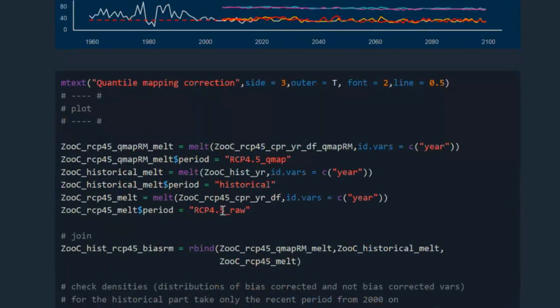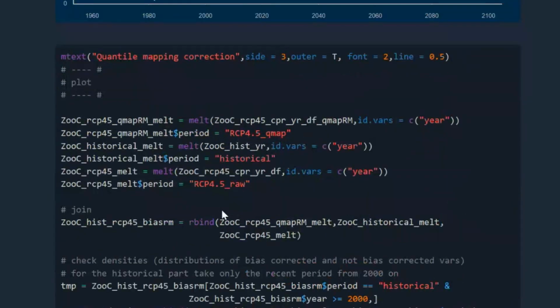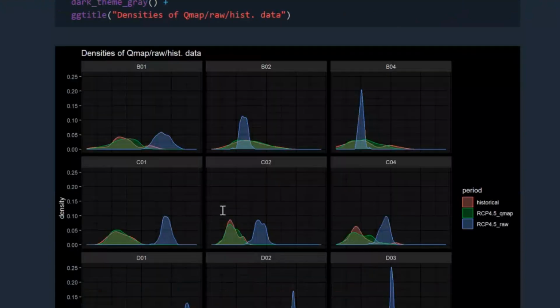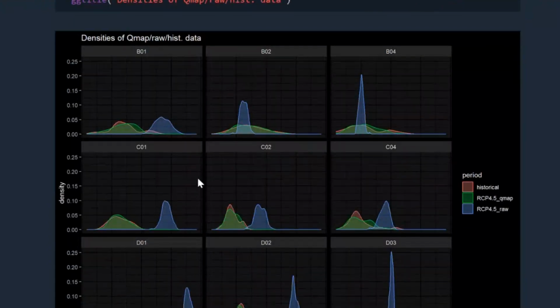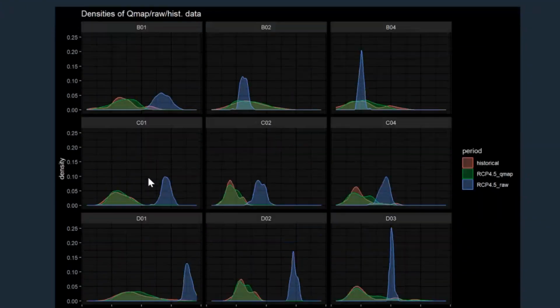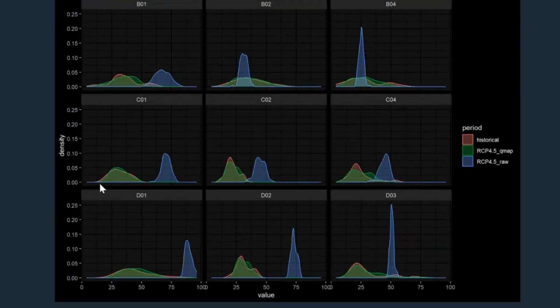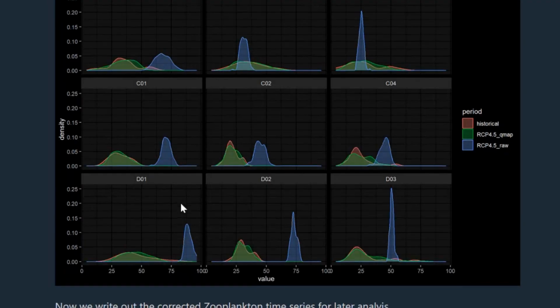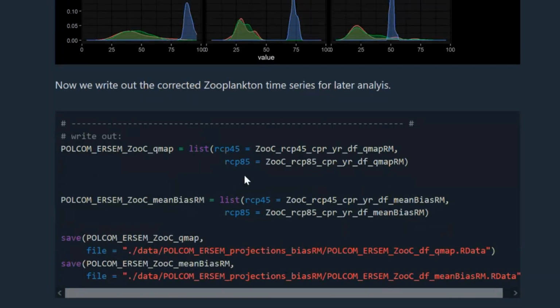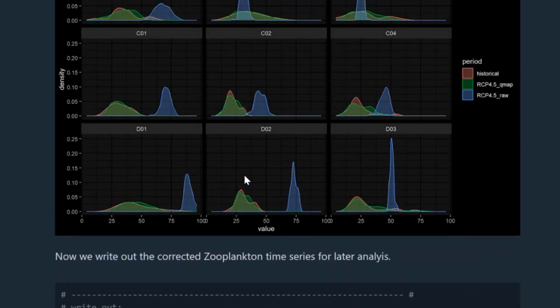So that's it for the quantile mapping. I just plot the densities again here. And as you can see, the densities of the corrected data in green and the historical data now match certainly much better than before, thanks to quantile mapping. And now we write this again out as an R data file, for example, for later analysis.